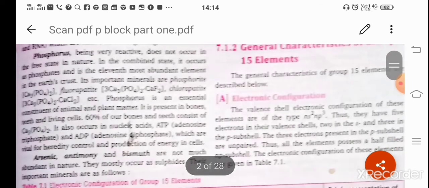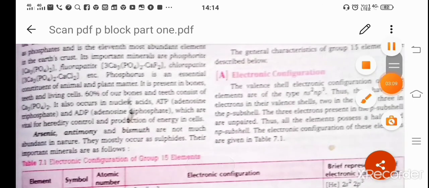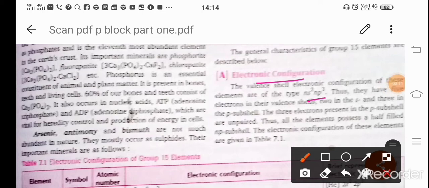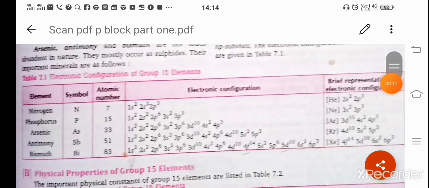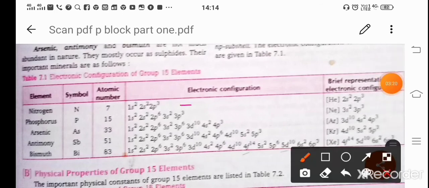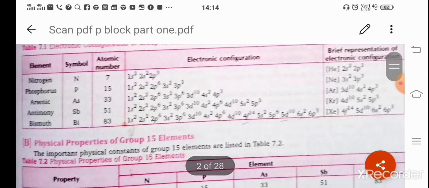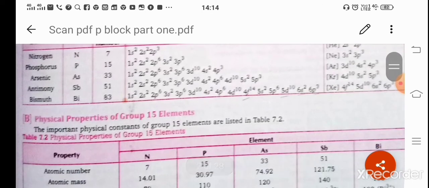Now coming to the general electronic configuration. The general configuration is ns2np3, which is followed by all the elements. We can see the electronic configuration here: nitrogen 2s2 2p3, phosphorus 3s2 3p3, arsenic 4s2 4p3, antimony 5s2 5p3, and so on. So the last shell has s and p subshells, and they have 5 electrons in their outermost shell.